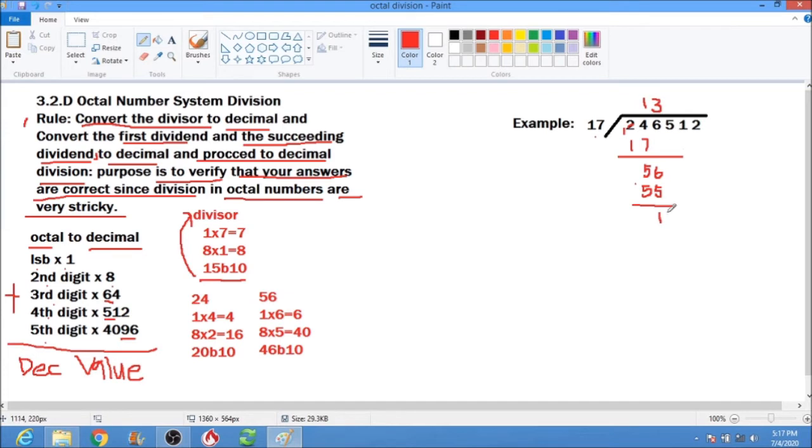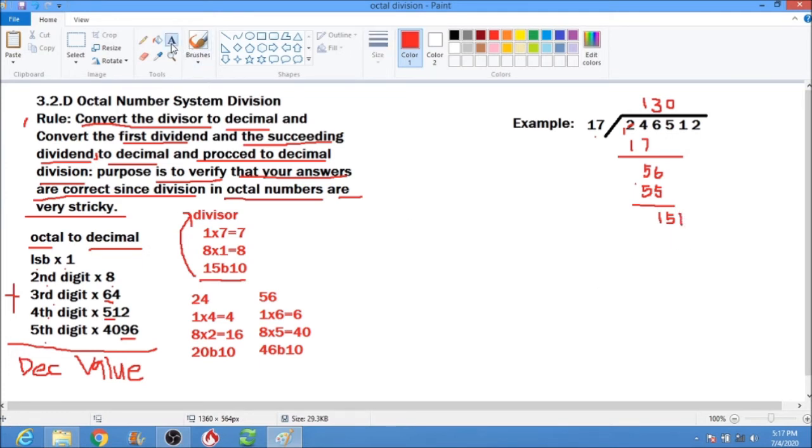Then bring down 5. Of course 15 divided by 17 cannot be, so we write 0. The next, bring down 1.